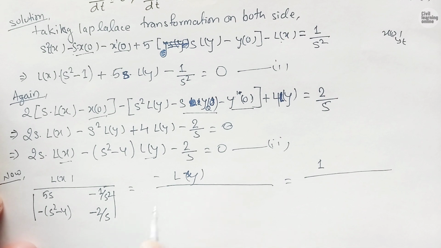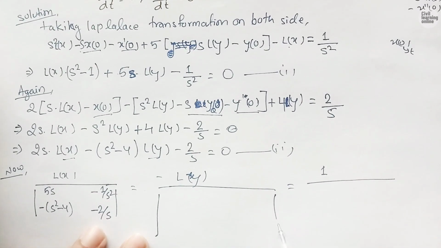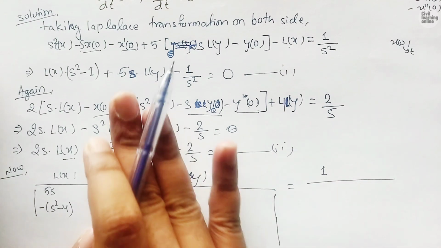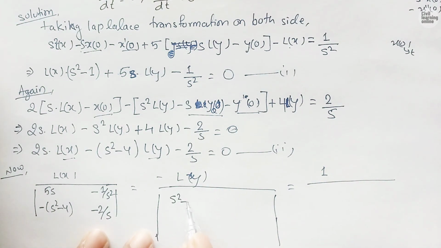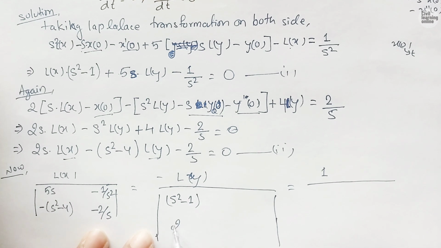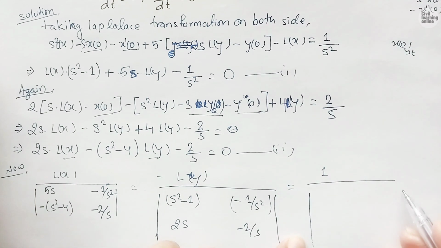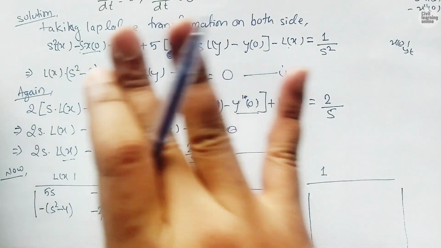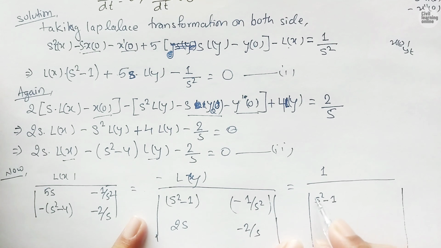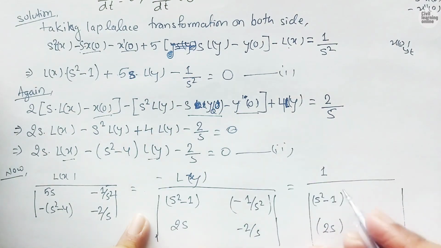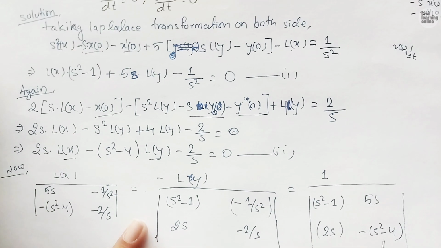minus 2 upon s. Similarly, Laplace transformation of y, we will have it as, so cover this, we will have s square minus 1 upon 2s, and we have here minus 1 upon s square minus 2 upon s, okay, and remaining we have here as cover this, so we will have here s square minus 1 times 2s, and here we will have 5s minus s square minus 4.